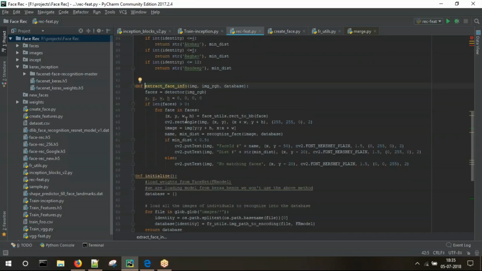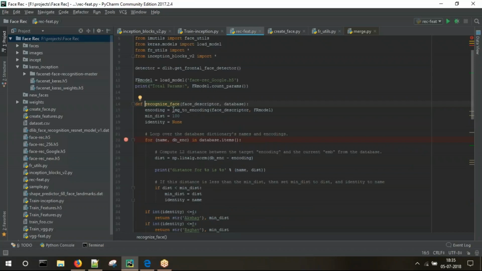Okay, and then I'm getting the minimum distance between two faces. So this is the image from the webcam. And this is an important line. This is actually image to encoding. So we have a concept of encoding and decoding.